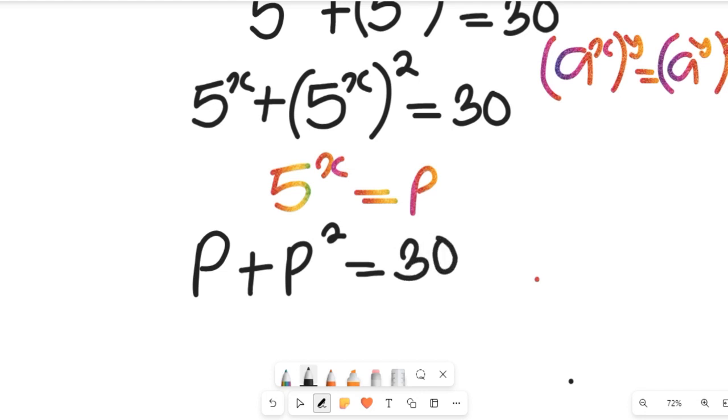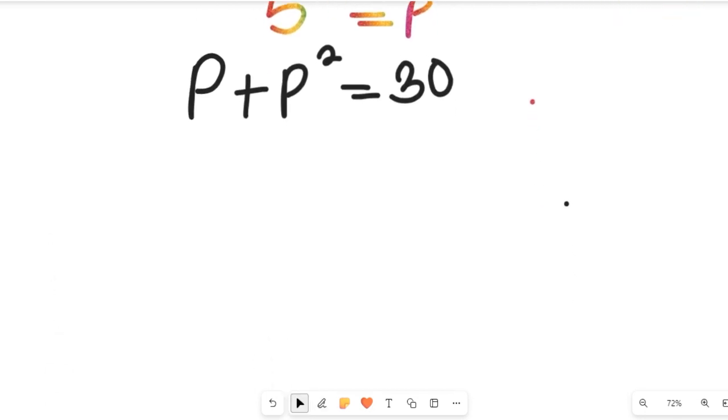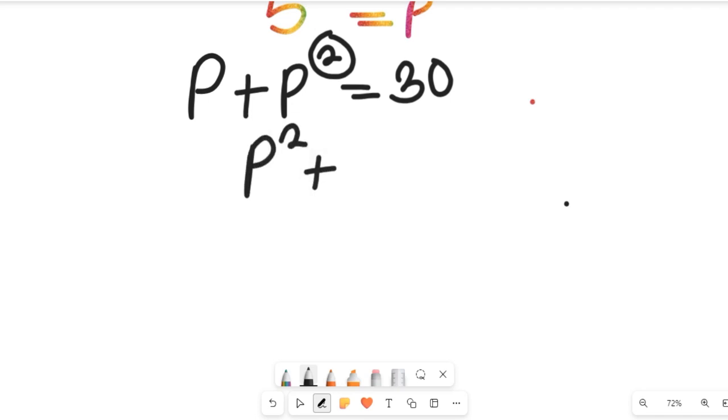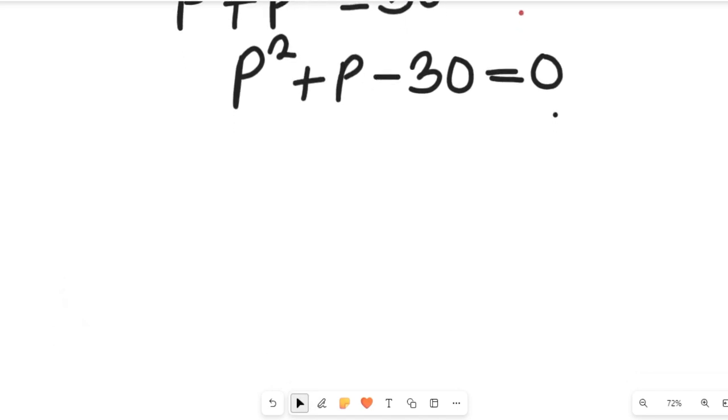So from this point, we are going to simplify this. This does look like a quadratic equation, yes? Sure, it is, since the highest power is 2. So we can rearrange this to give us p squared plus p minus 30 when we subtract 30 from both sides, and the right hand side will be equal to 0. So this is a quadratic equation, and we are going to solve this quadratic equation.